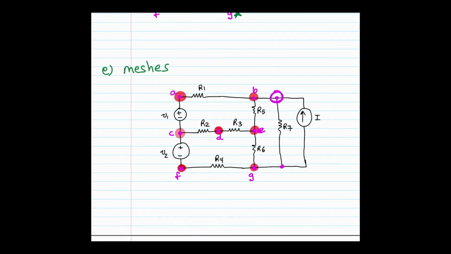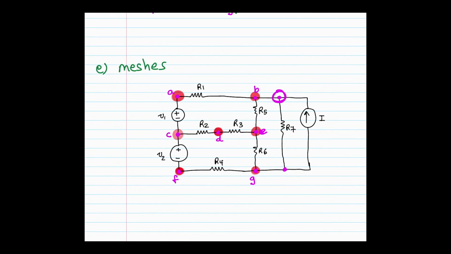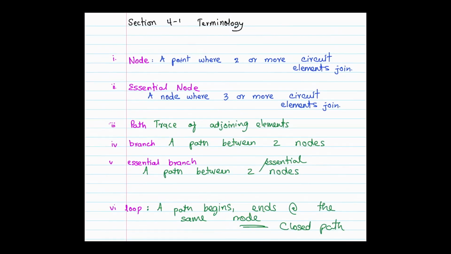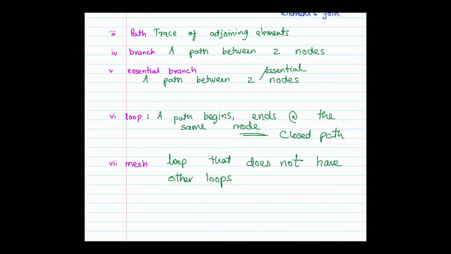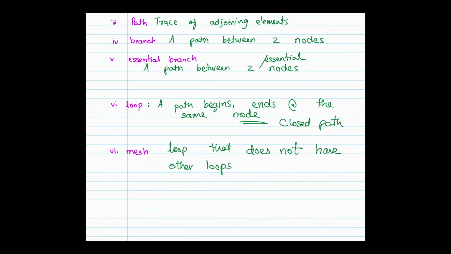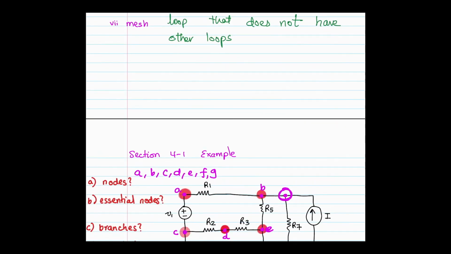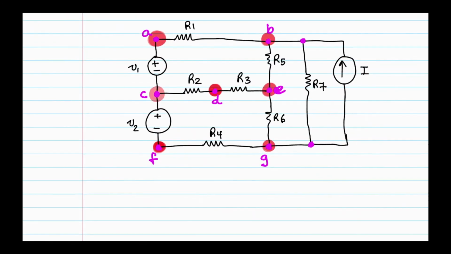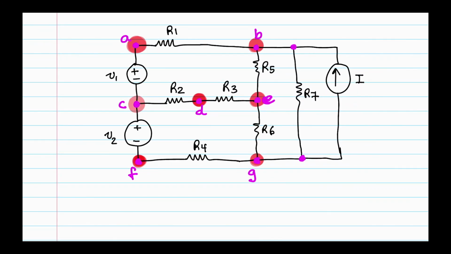In order to be able to find out all the meshes, let us see what the definition of a mesh is in the first place. A mesh is a loop that does not have other loops. What is a loop? A loop is a path that begins and ends at the same node. So if you think about it, there can be any number of loops.